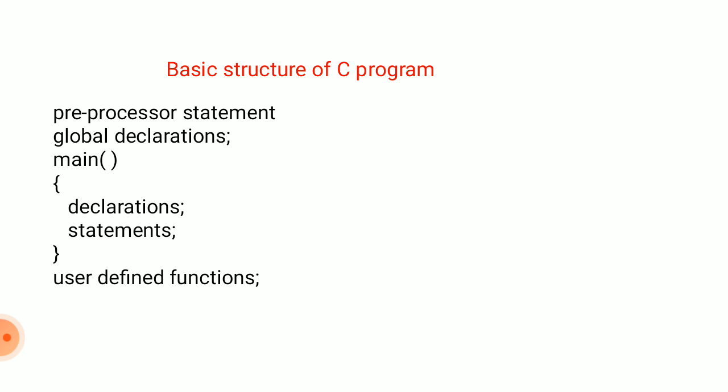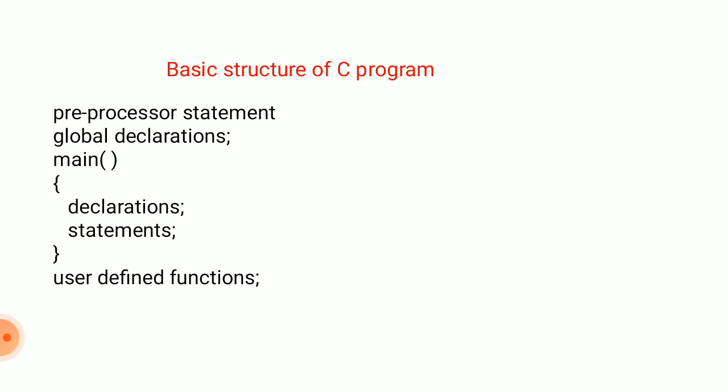After that there is an opening curly brace and a closing curly brace. The opening curly brace marks the beginning of the main function, and the closing curly brace marks the end of the main function. Whatever variables and statements you declare must be declared within the main function. If you declare any variable outside the main function, that is called a global variable declaration.